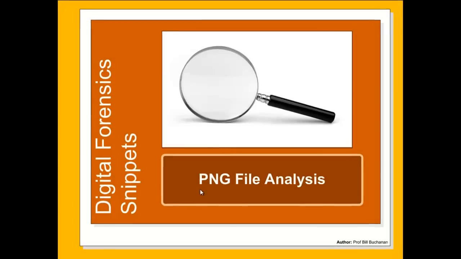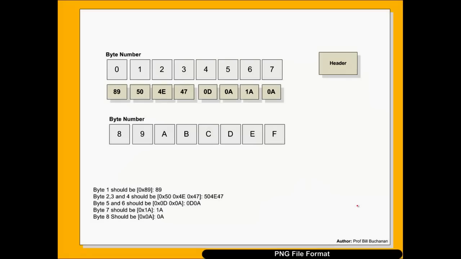So let's have a look at the PNG format for its basic header. And what we see as the starting byte for a PNG file is this 89 50 4E 47 sequence. Then we see another few characters, such as the carriage return, line feed character that we would often see in files.